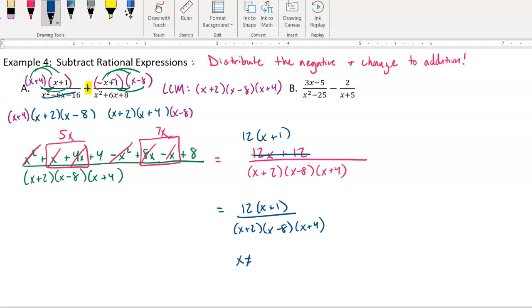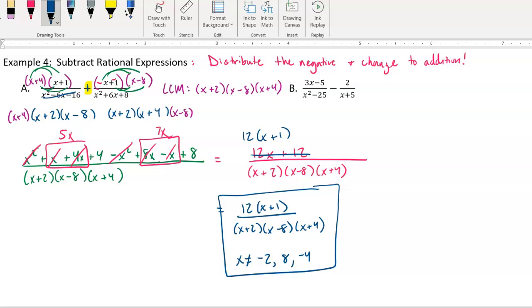But what x can't equal is, since nothing canceled out, well, even if something did cancel out, we'd still say that x can't equal -2, +8, or -4. It does not matter what order you have those factors listed, and it does not matter which order you have your restrictions for x listed. So that would be your answer.